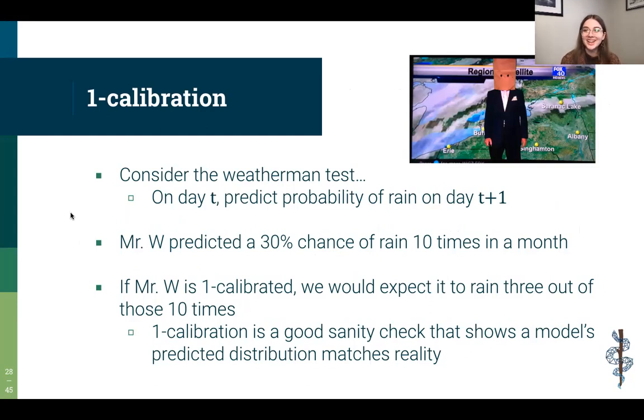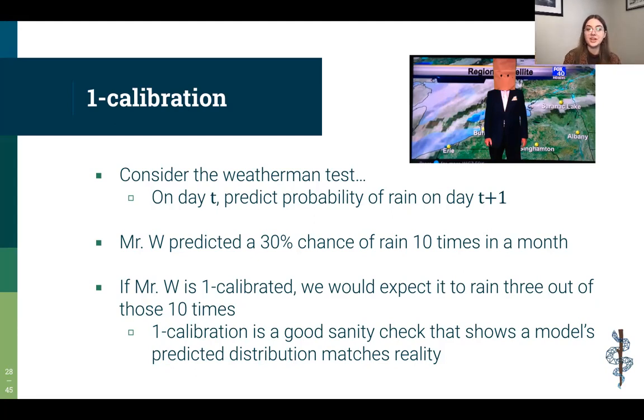Okay. The next evaluation metric is one calibration. So I would like to introduce to you the Weatherman test. The test here is, on some particular day T, predict the probability of rain on day T+1. I think this picture was taken from some weather station where the weatherman was embarrassed because he got the forecast really wrong. But imagine this weatherman, Mr. W, predicts that there is a 30% chance of rain 10 times in a month.